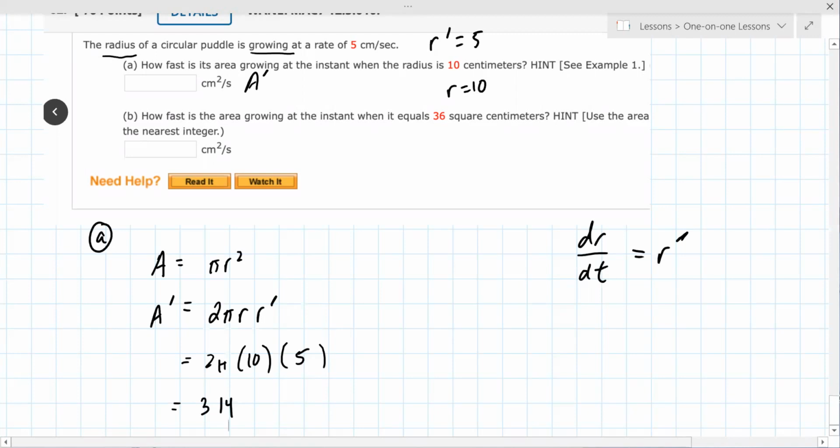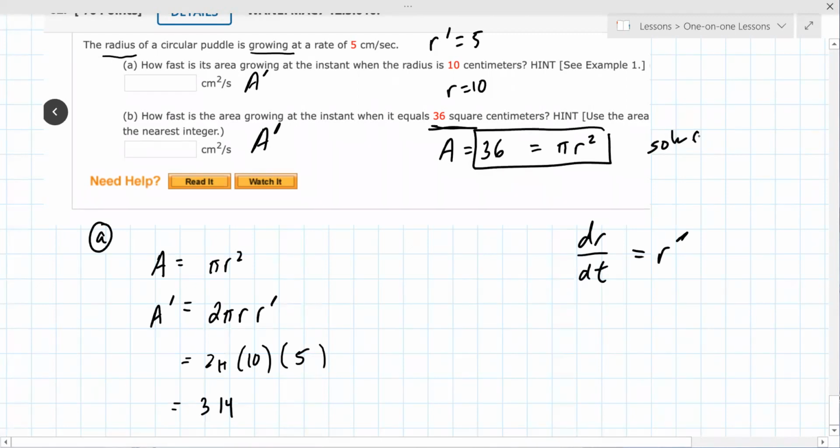In part B, the only thing that's going to change are these red numbers. If you had this formula written down, you're just going to plug in 10 and 5 and be done. How fast is the area growing? Part B is also asking for A prime. You might think, what's different about it? Well, there's an intermediate step. It says when the area equals 36. So they're telling you the area equals 36. 36 is equal to pi r squared because that's the area formula. You can solve this for r.